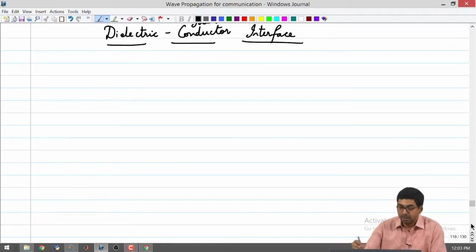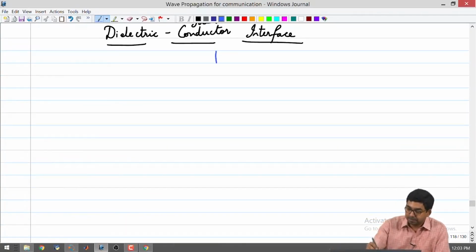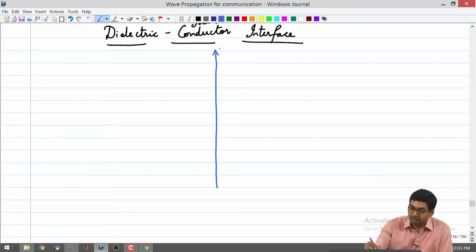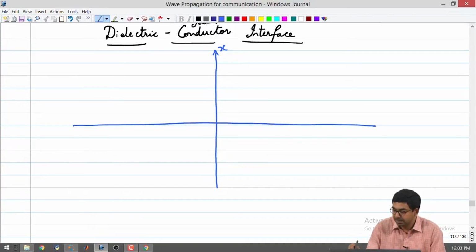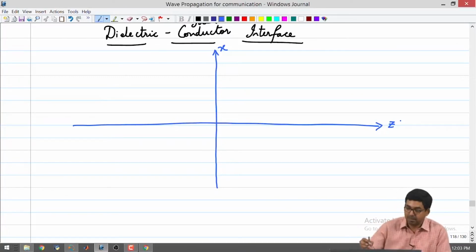Okay. So in this case, the coordinate system that we pick is going to be identical to the case that we picked for the dielectric. So I am going to have the x axis pointing up. Going to be having the z axis going in the horizontal direction. This is the same coordinate system that we had used for dielectric interface, and if you want to form a right-handed triad, the y will be pointing out of the plane.